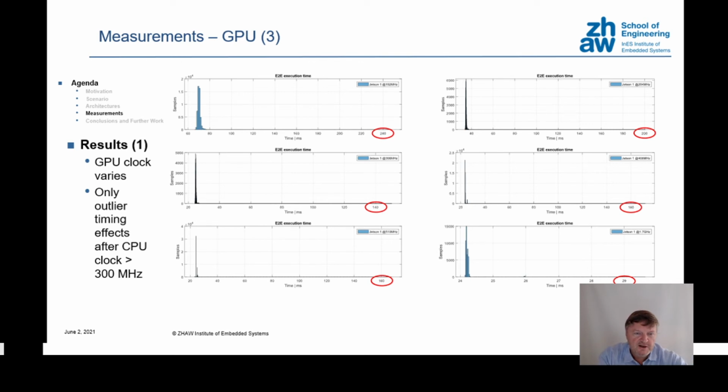If we try changing the clocking system, that is, we can change the operation clock of the GPU, we can see that the outlier affects systems where the CPU clock is greater than 300 milliseconds. We also see a great variation in the duration or the time of the outliers.